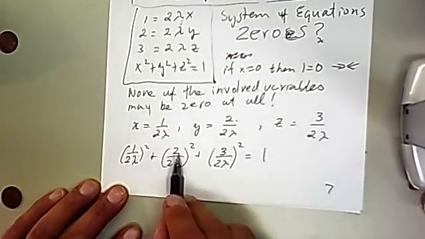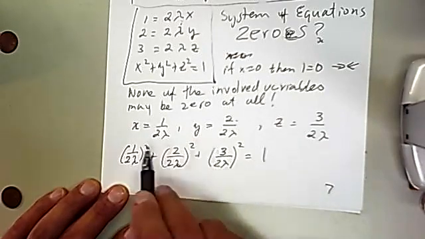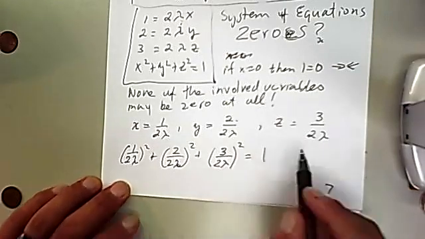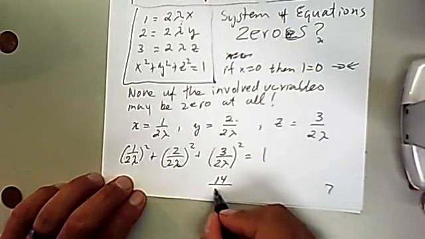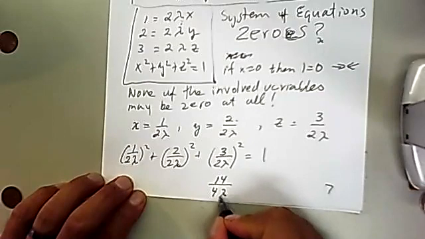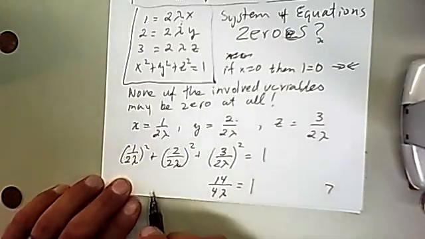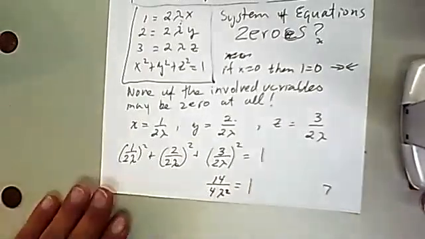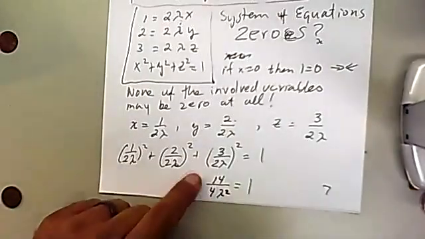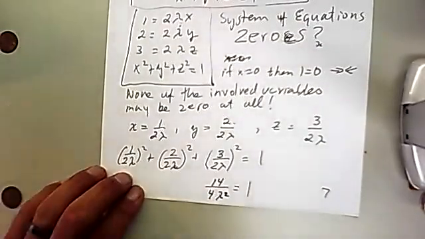So we have 1 squared plus 2 squared plus 3 squared, which is the same as 1 plus 4 plus 9. 1 plus 4 is 5, plus 9 is 14. So we end up with 14 over 4 lambda squared equals 1. Oh, 4 lambda squared. There we go. Okay, so 14 over 4 lambda squared equals 1. Let me write that down on the next page.